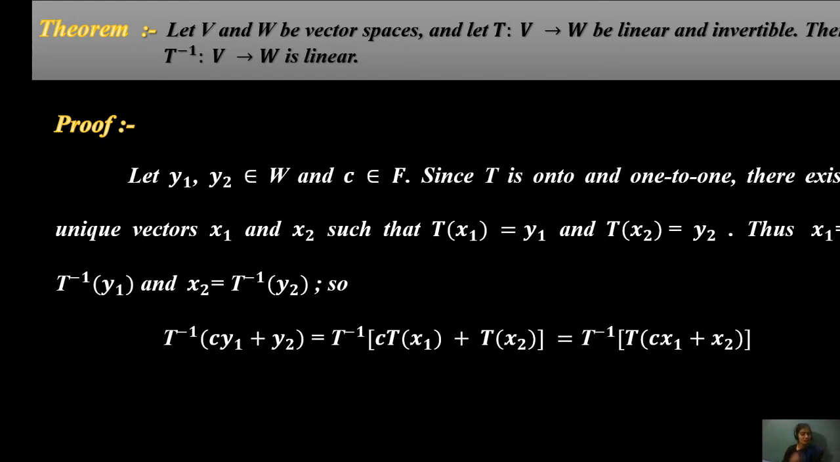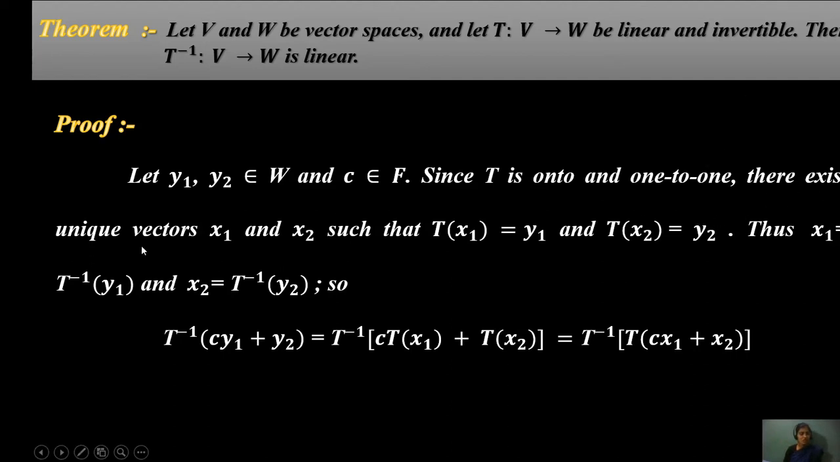This is called onto. And what is one-to-one? If T is a map from R^n to R^m, at most one element of R^n is mapped to each element of R^m. This is called a one-to-one vector form.